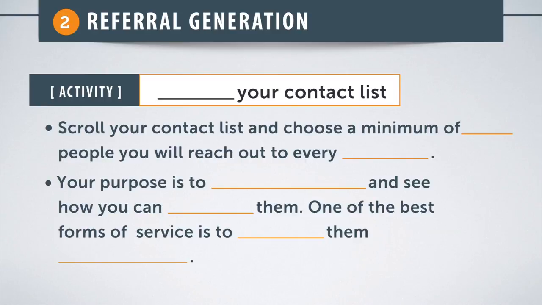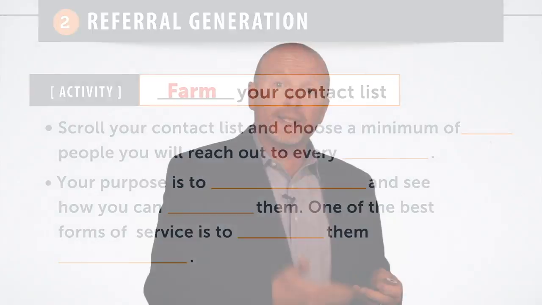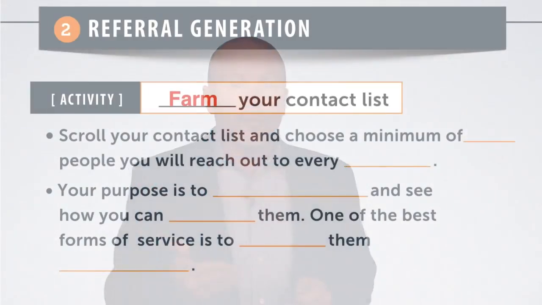Let's go to the second part of this referral generation, the activity. The activity, what we want you to do is we want you to farm your contact list. Now, you may be using the Send Out Cards system for your contacts. Hopefully you are. Or you could be using other systems. It could even be right in your smartphone. You can scroll all of the contacts that you have. This activity is about farming your contact list. Fill in that blank. You want to farm your contact list.